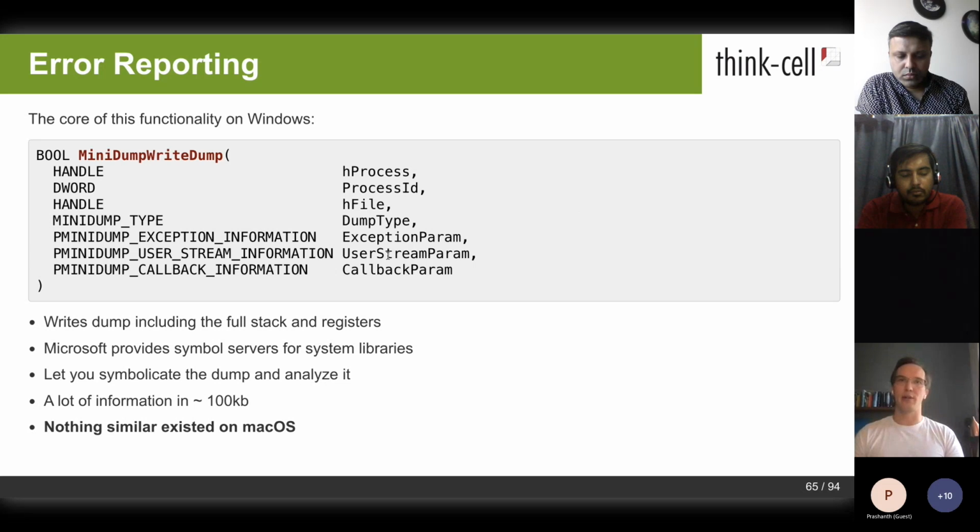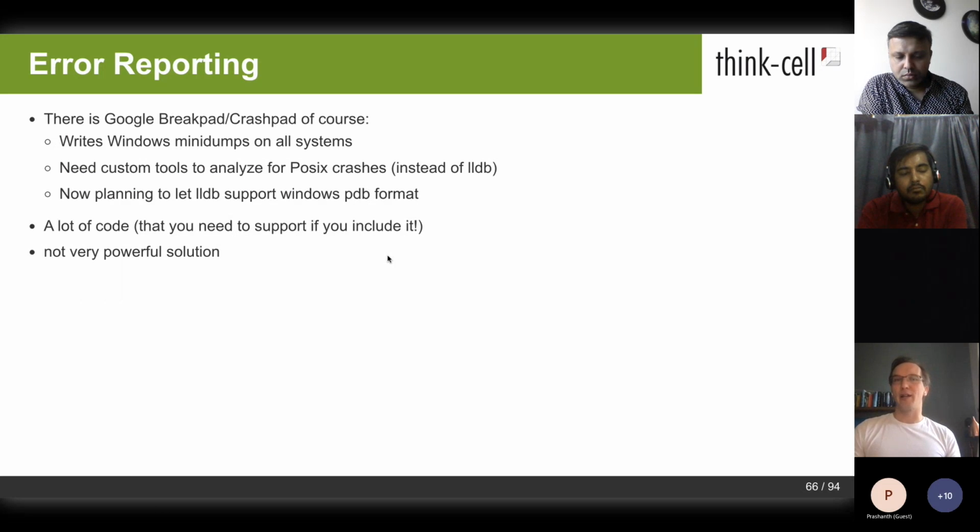And there was no similar functionality on macOS. There is Google Breakpad and Google Crashpad, which aim to be a cross-platform error reporting architecture similar to ours. But we decided not to use them because they made a lot of very strange decisions. For example, Google decided that they write Windows minidumps on all platforms they support. So a little documented format, I would say. It also meant that if they write a Windows minidump that contains a Linux stack trace, Windows or Visual Studio actually can't analyze it. So you have to write your own custom analyzers for this little documented data format, instead of just putting it into your debugger. That meant there was a lot of code that we would need to support if we included it in our project, for, in the end, a not very powerful solution. So we decided to do something else.